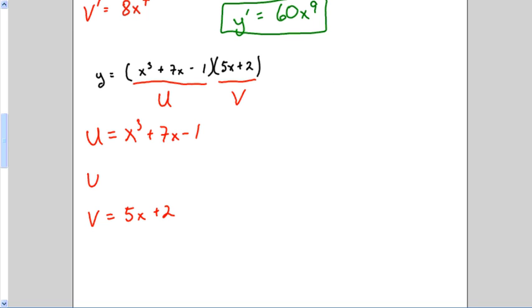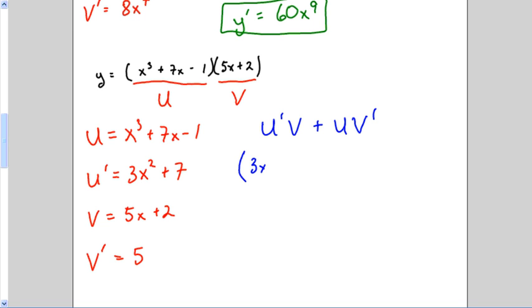And now I need to find the derivative of both u and v. Well, let's see. u prime would be equal to 3x squared plus 7. And then the derivative of the other one is just 5. So now let's write our equation down. And I'm going to say write your equation every single time so that you get it memorized. So u prime is 3x squared plus 7, v is 5x plus 2.